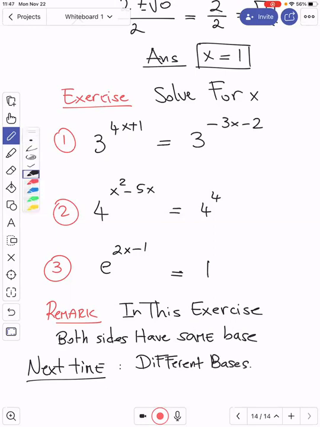So let me just say for number 3, it looks like we don't have the same base, but we do. Here, 1, because you can write 1 as e to the power 0, right? Because any non-zero number to the power 0 would be 1. So as you can see, you're going to have the same base.